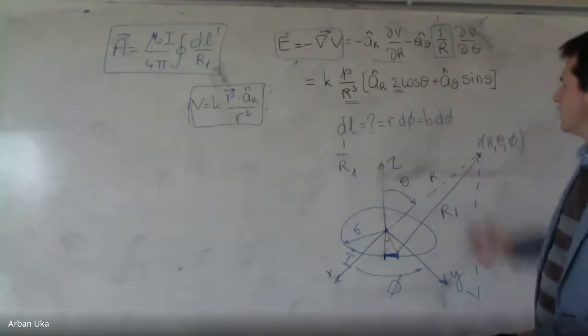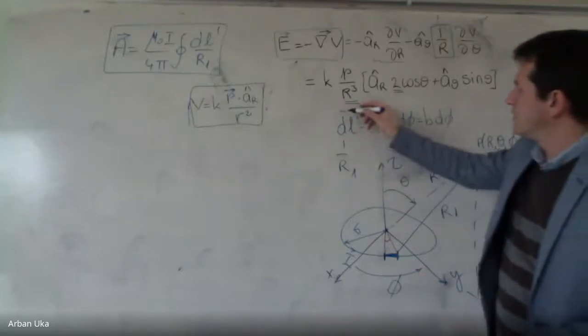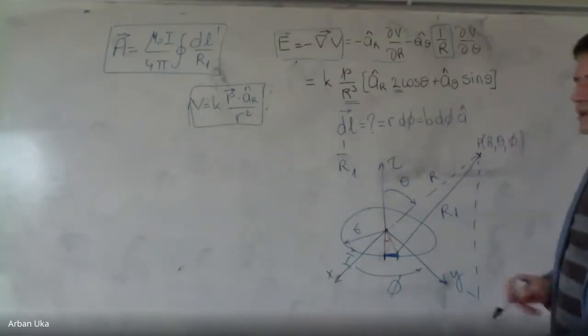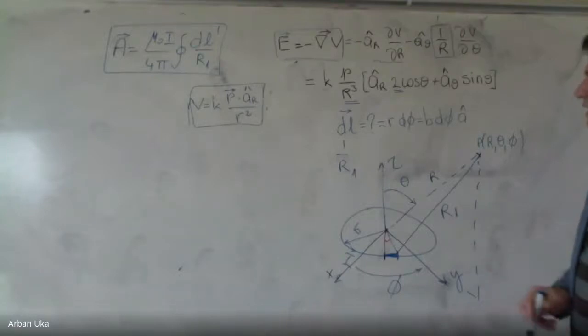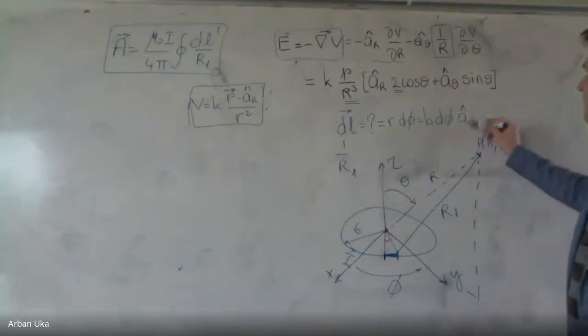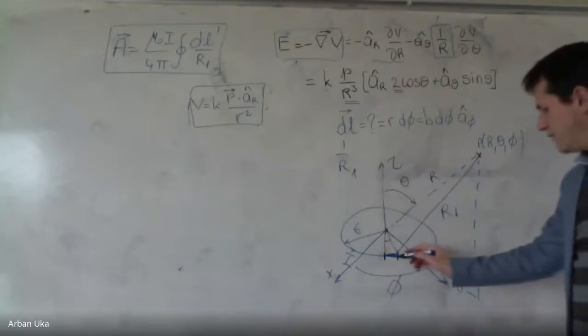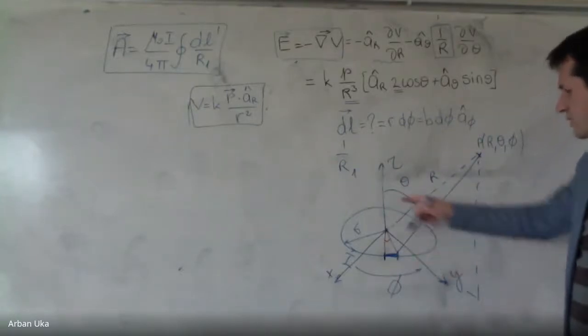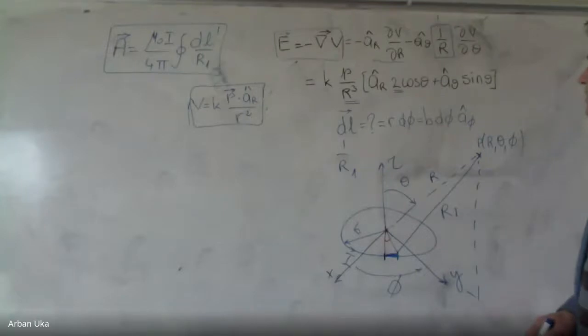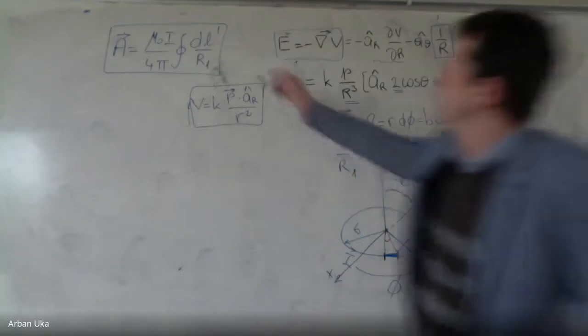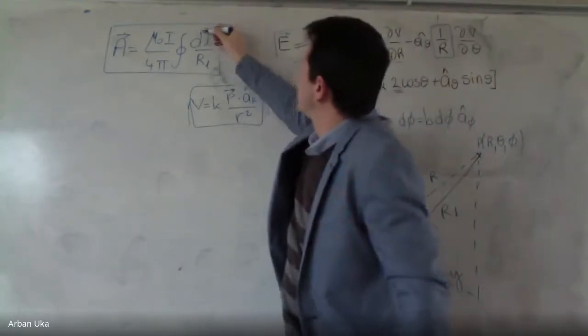Are we missing anything? Probably, we also need the direction of this dl, and the direction of this dl is a phi, okay? So it's going to point in the direction of a phi, which is always tangent to this closed loop. So that's it, we found the dl term. We can substitute it over there, and we should not forget that this is a vector notation.